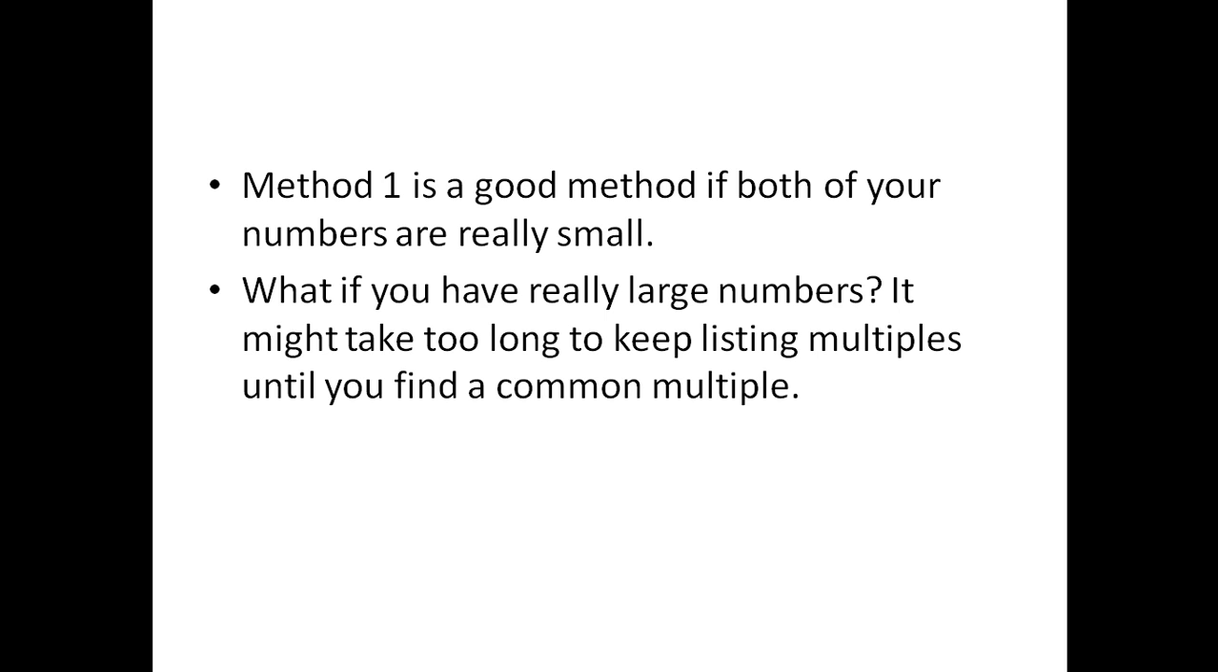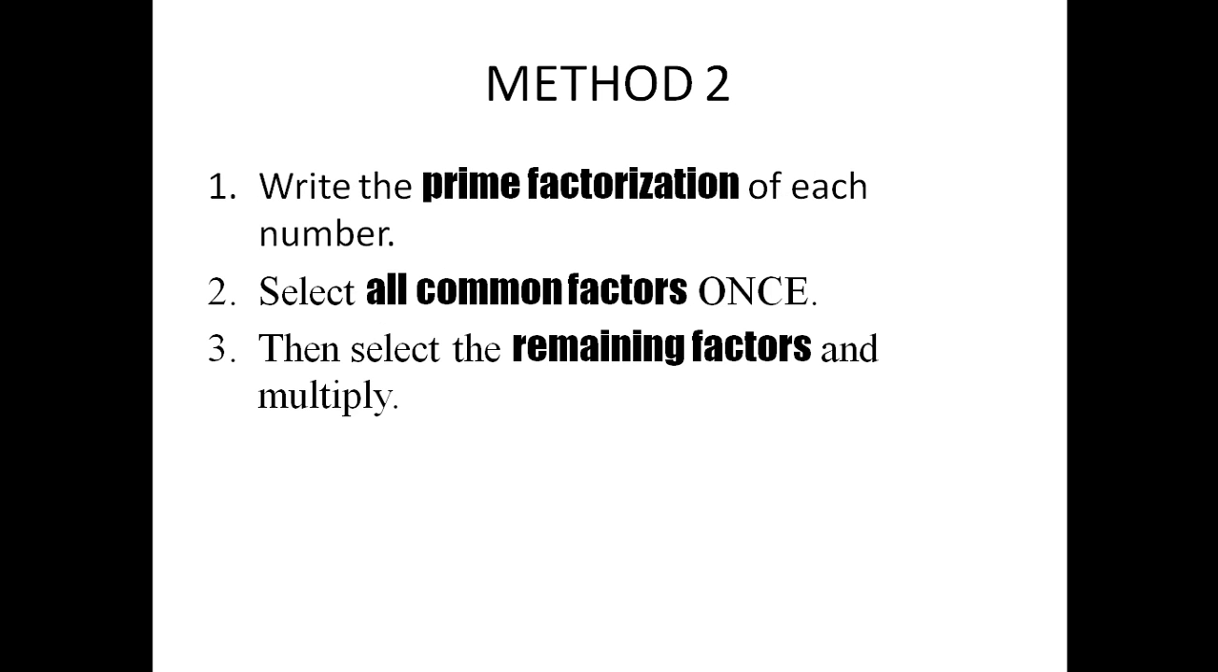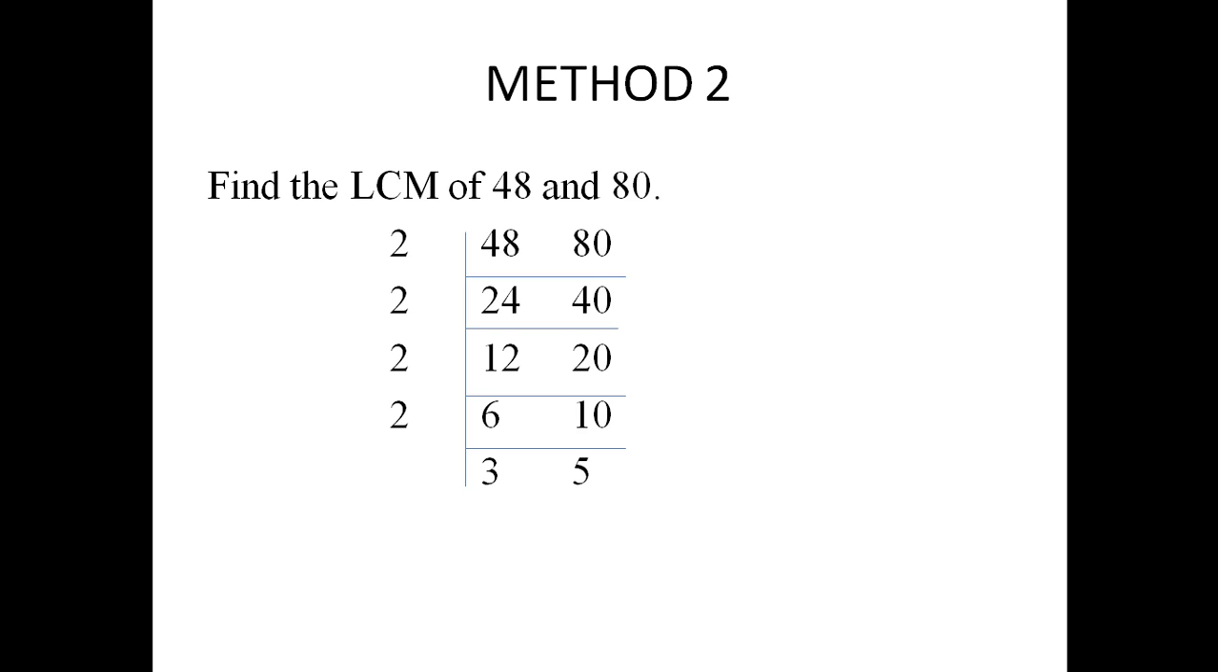Method 1 is a good method if your numbers are really small. If you have a large number, it might take too long to keep listing the multiples until you find a common multiple. To avoid this, we are going for method 2. The first step in this method is writing the prime factorization, then selecting the common factors once, then multiplying the remaining factors. This is method 2 for finding the LCM of 48 and 80.